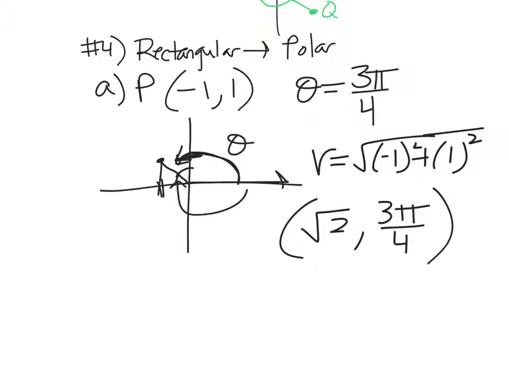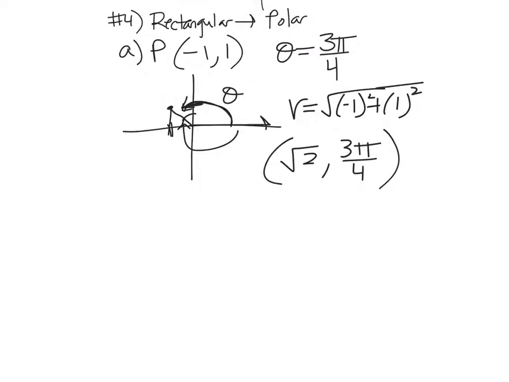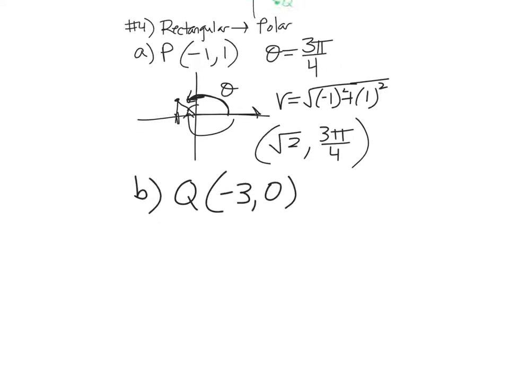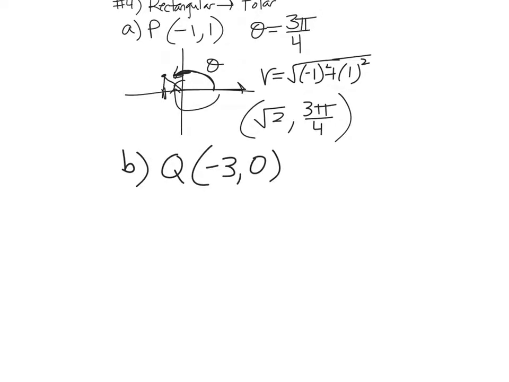Nice, huh? And those are the same exact points. Gorgeous. Let's do one more of those. Letter B. Let's find the point Q, which I will call -3, 0. Once again, you know there's going to be answers will vary. So if I go to -3, 0, where's that going to take me to?